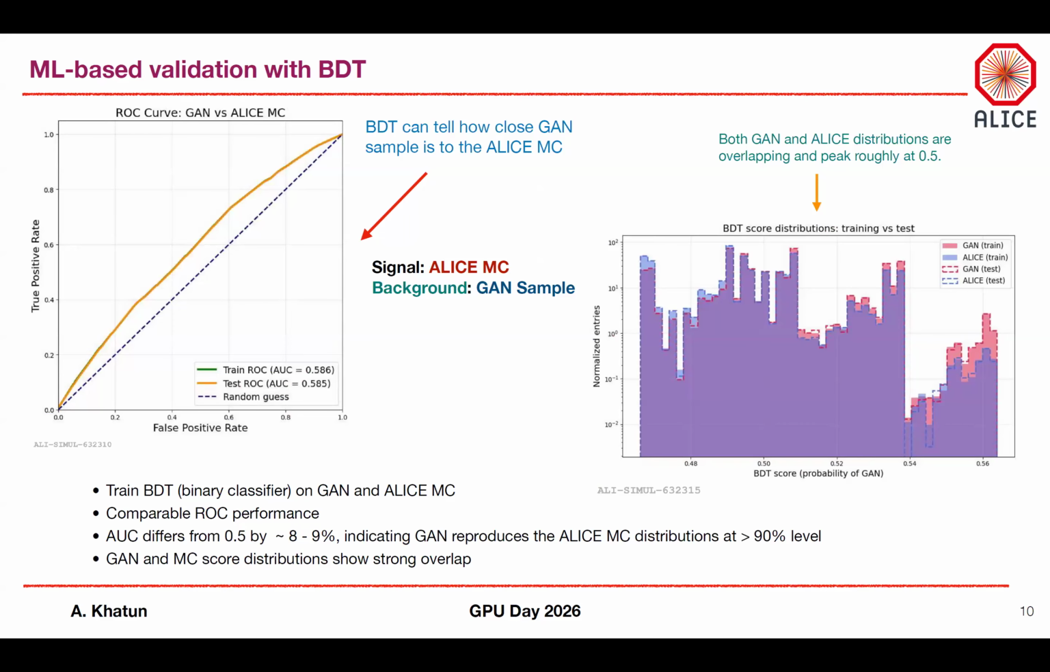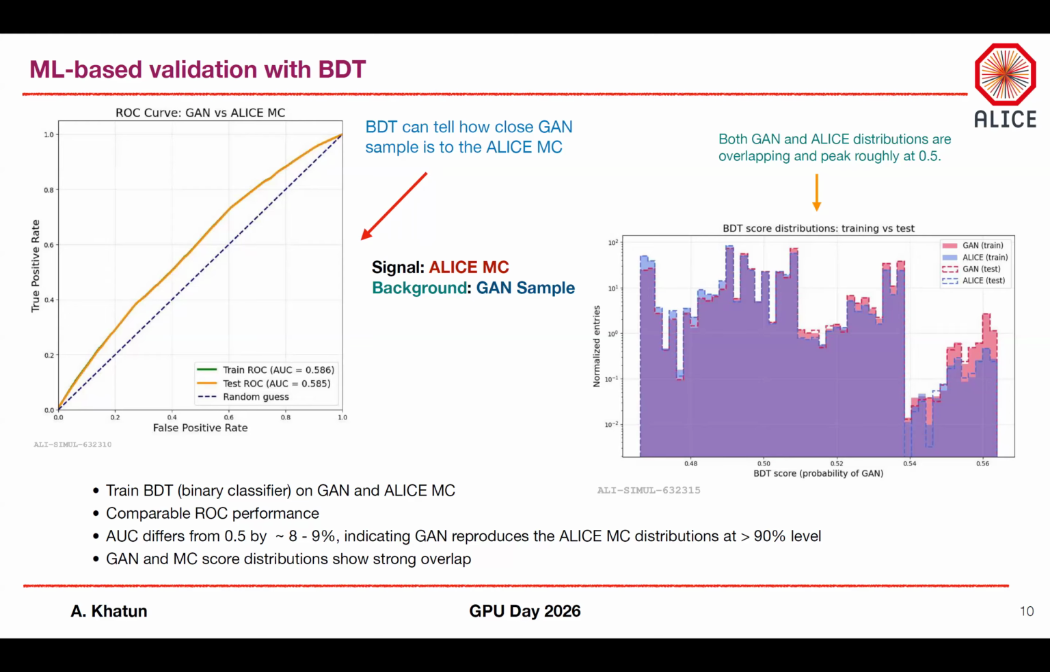To validate even more, we use a BDT, a boosted decision tree, which is normally used as a classifier, has very good quality to distinguish between signal and background, and has been used in the analysis itself. But instead, we use the ALICE Monte Carlo as signal and the GAN sample as background. After BDT training on the ALICE and GAN samples, we see how close these two are.